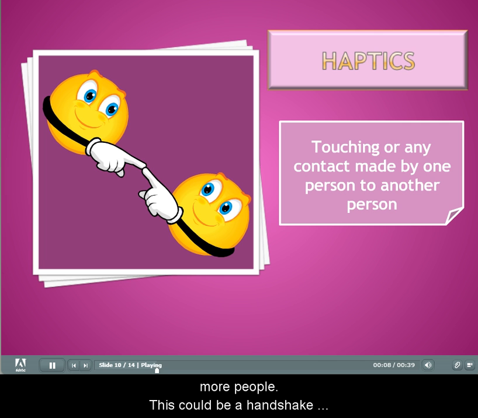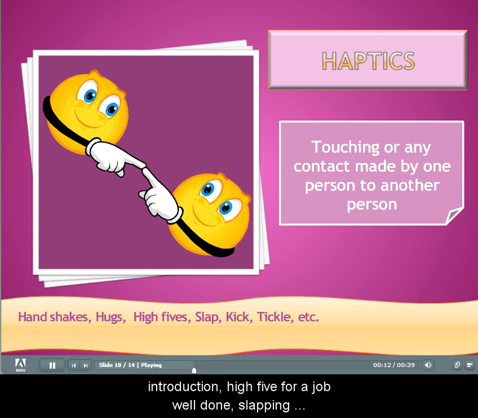Haptics refers to touch or contact made between two or more people. This could be a handshake, introduction, high fives for a job well done, slapping someone in anger, a kick in self-defense, a tickle, hug, or kiss.